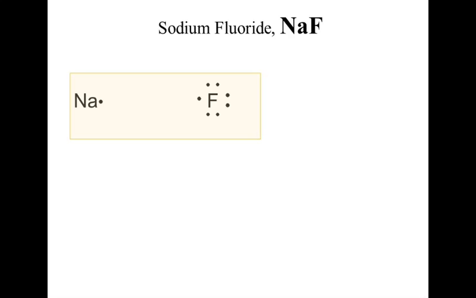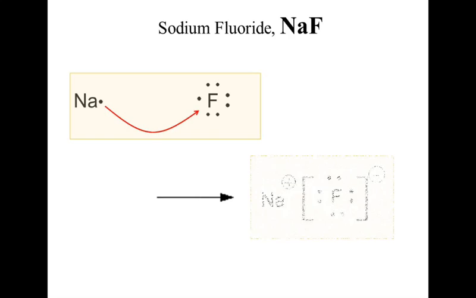Sodium is 1A, so there's 1 valence electron around the sodium atom. Fluorine is 7A, so there are 7 valence electrons. We can think of sodium giving up an electron, fluorine taking up an electron. Sodium, that metal, becomes a cation. Fluorine becomes an anion, and they have a connection there. This is my ionic bond.